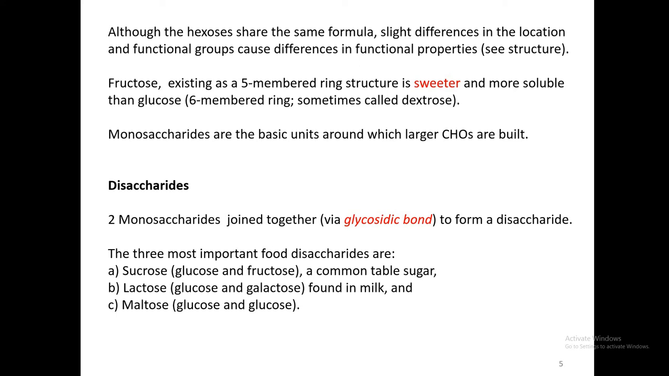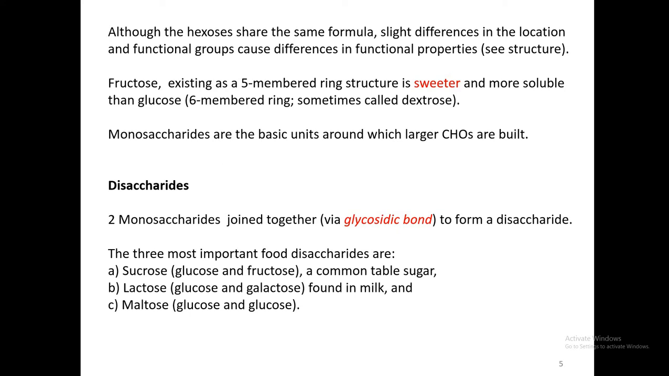Fructose existing as a 5-membered ring, it is sweeter. Normally in ordinary class I will bring some fructose, then I will bring some sucrose. I let you to tell the difference and whether it is true what we say here, fructose is sweeter than glucose or sucrose. Solubility wise, we cannot do that in the class. And monosaccharides, the basic units around larger carbohydrates are built. Of course, there are the building units.